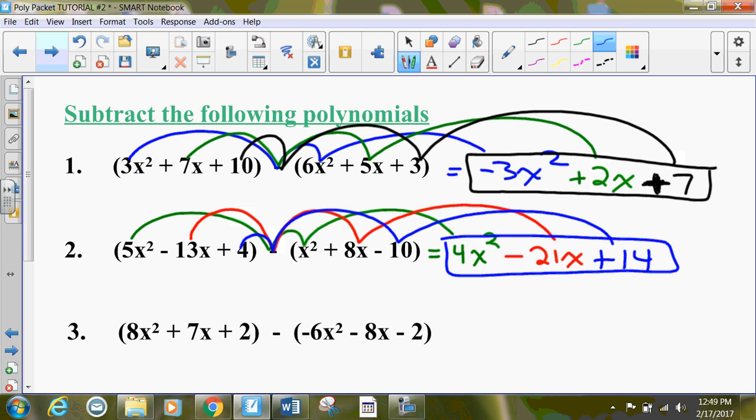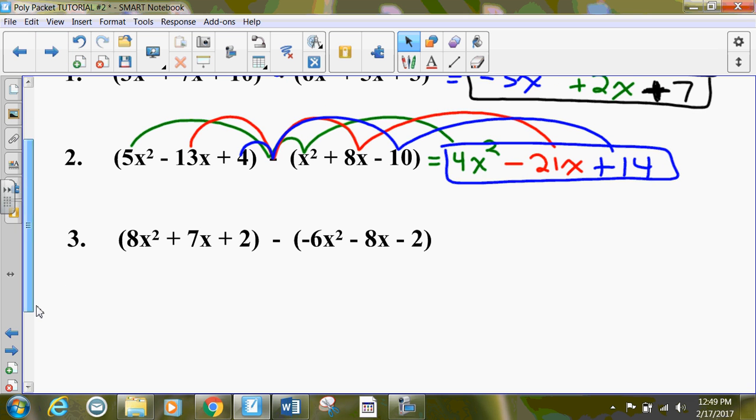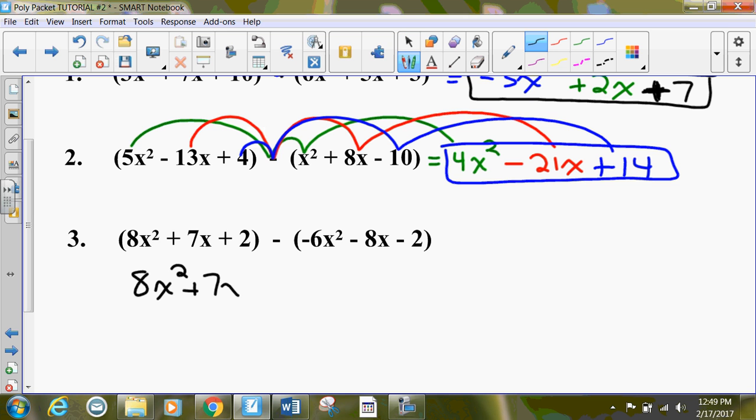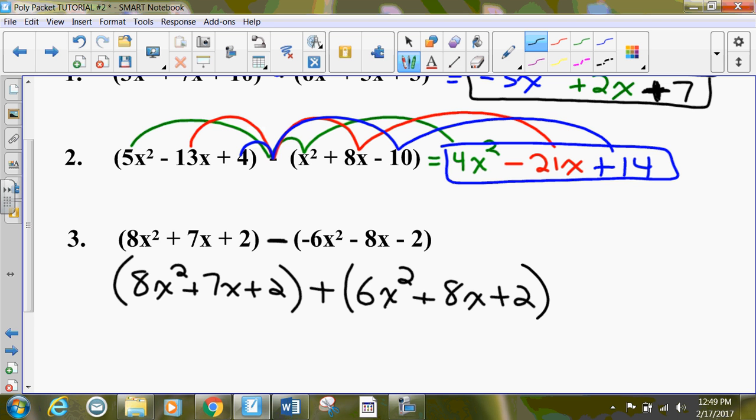All right, we haven't used the second method in a while, so I'm going to go ahead and do number 3. Instead of bouncing off the negative sign or the minus sign, I'm going to go ahead and use the second method. So I'll rewrite the first trinomial, and I will change the minus sign into a plus, and that means I'm going to change every single sign that comes after that. And then we don't have to worry about bouncing off.